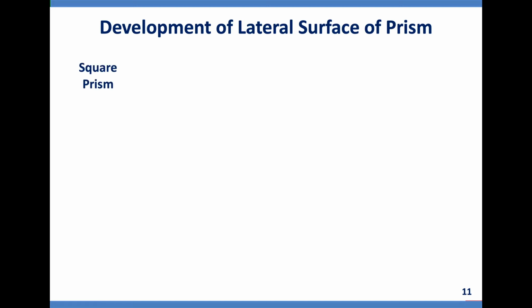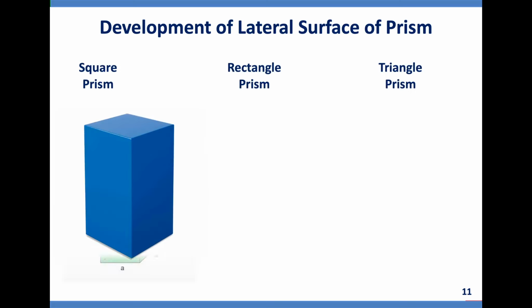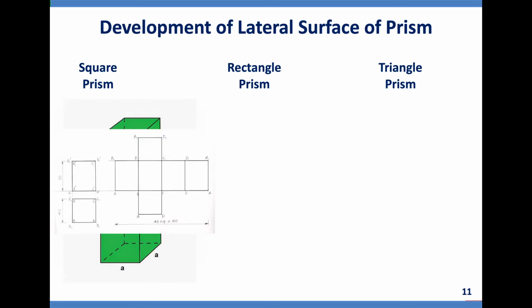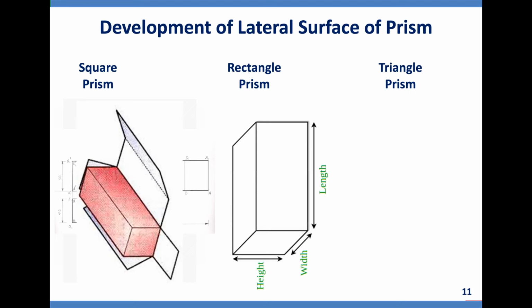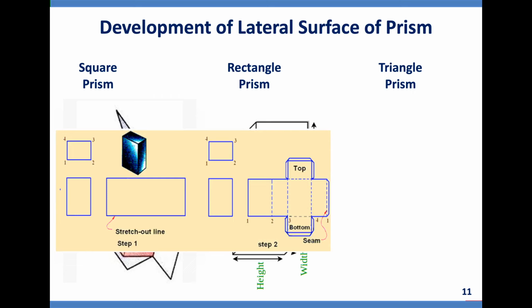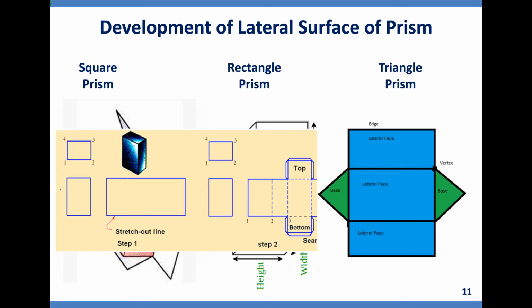Development of lateral surface of a prism. I have got square prism here, rectangular prism, triangular prism. This is square prism, the drawing, and you have got front view, top view, and the development of it. Lateral surface development of the square prism. This is rectangle prism, length, width, and height. Yes, where you can see the development of it. Then triangular prism, the development of it. You saw all the three types and development of it. We'll solve one by one with the problems.